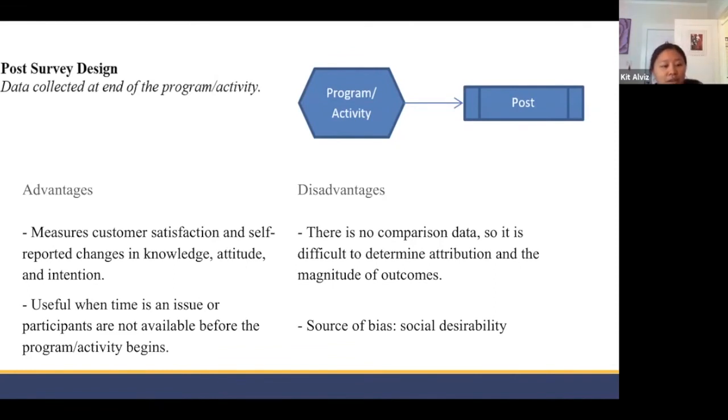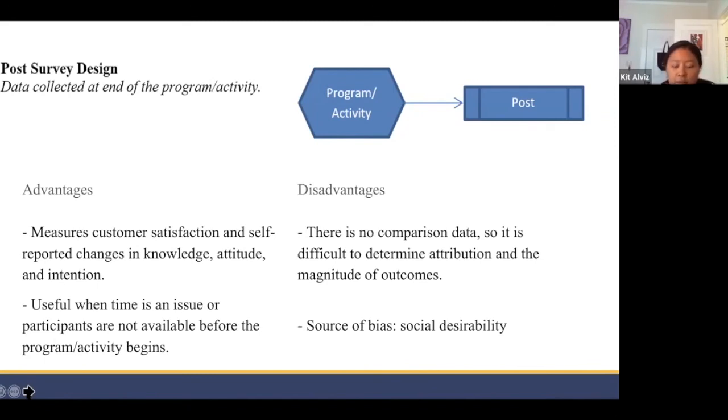It can also measure self-reported changes in knowledge, attitude, and intention. I'll have some examples on that. It can also be really useful when time is an issue and participants may not be available before to do a pre-post test. So you can just do it quickly at the end of your event or immediately after your event. The disadvantage to this survey type is there's no comparison data, so it's difficult to attribute the magnitude of changes as well as attribution to the event.